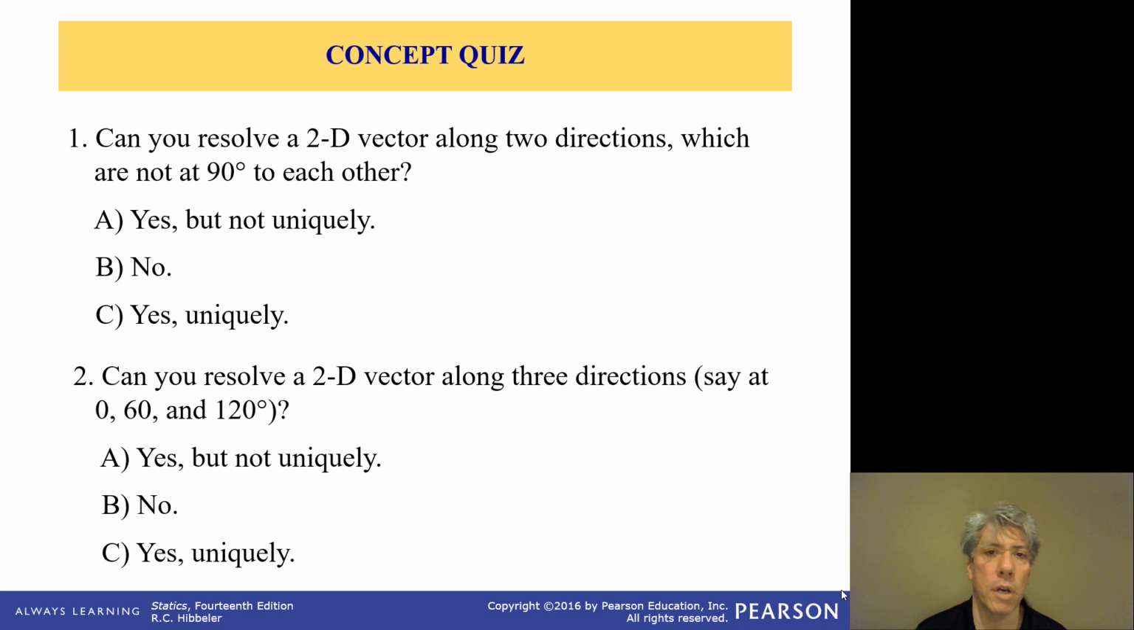What if you tried to resolve a 2D vector along three directions? So something like, they give an example here, 0 degrees, 60 degrees, and 120 degrees. Well, then you could, but it would not be unique because you could put different amounts of the vectors on these three axes, and actually an infinite number of combinations. And so A would be the correct answer there.